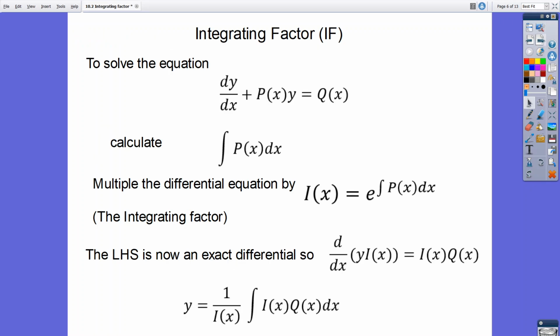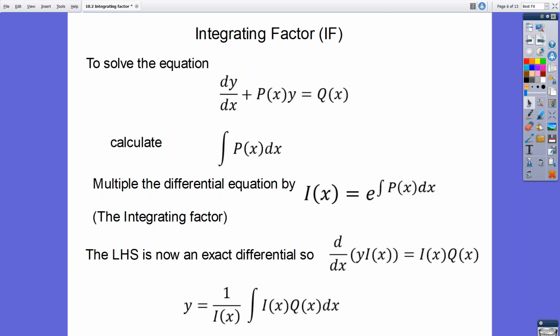Okay, remember it has to be of the form dy by dx plus p of x times y equals q of x. All you do is integrate p of x, ignoring the plus c term. You multiply your whole differential equation by I of x, the integrating factor, and the left-hand side is magically a perfect differential. Having got that perfect differential, you now integrate your right-hand side. That's where it's going to be probably the most tricky bit.